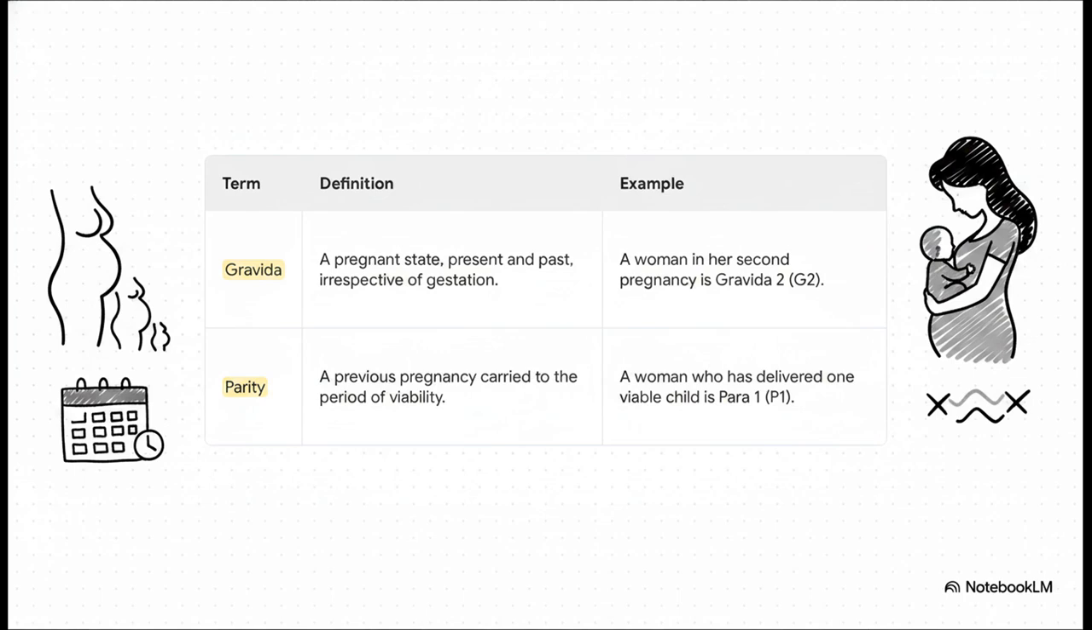It all comes down to understanding gravida versus parity. Gravida is easy. It's the total number of pregnancies, period. That includes the current one. Parity, on the other hand, refers to the number of pregnancies that were carried past the period of viability. So going back to our G4 P1 plus 2 patient, G4 means this is her 4th pregnancy. P1 means she's had 1 viable birth. And the plus 2, that tells us she's had 2 abortions. See? Simple once you know what you're looking for.